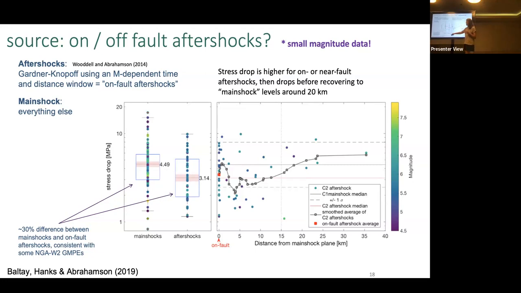And so maybe you can see in this data set that events that are on fault have relatively higher stress drops. The stress drops drop as you move off fault, and then they recover to some sort of background rate. But you can see there's still really not that much data on this plot. So understanding where that fault plane is or isn't from other work, and then getting the near source data here. And again, you can use small magnitude data here to define what's happening.